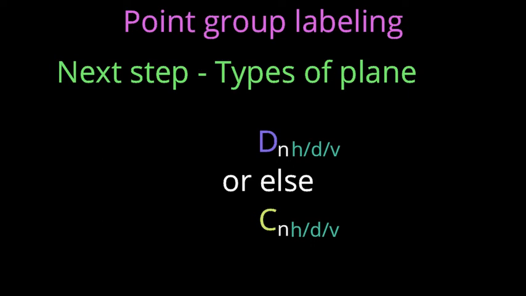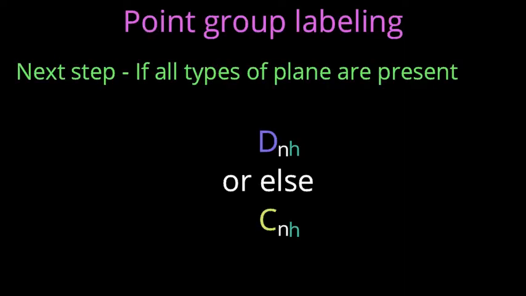Means, suppose if all three kinds of planes are present, then you will label it as H, horizontal plane. Alone if horizontal remain present, then there is no question. We need to mention H there. Where should we mention that? That Cn or Dn that we found, no? There, H will follow that n. So it can be now Cnh or it can be Dnh.